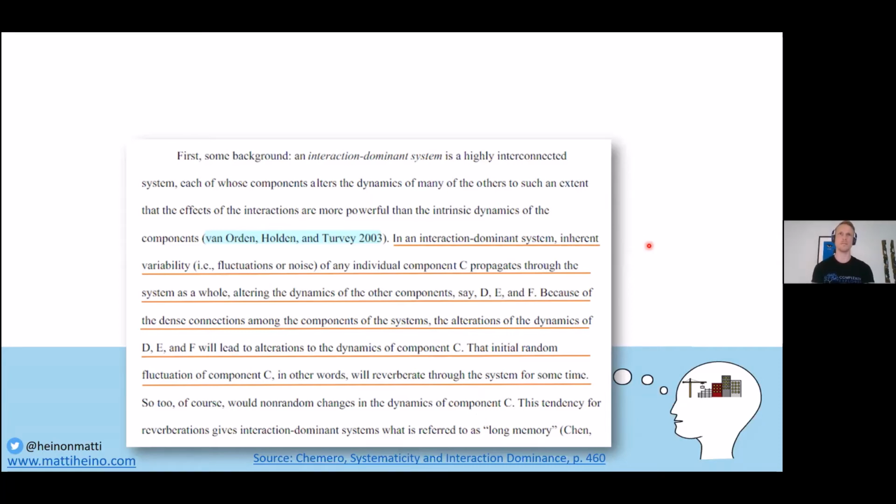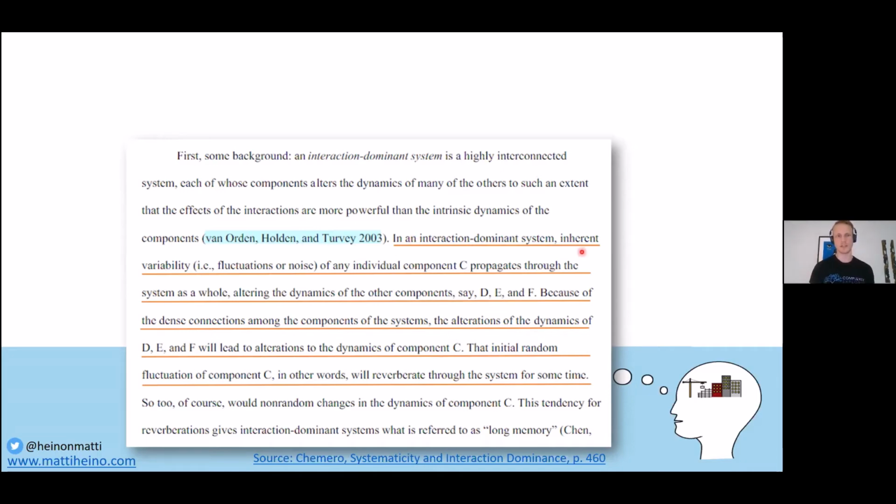So there are some resources in our Slack channel in the learning materials where you can find more information about what this distinction is. But in an interaction dominant system, you have these component parts, and what's dominating the system is the interactions between those parts instead of the nature of those parts themselves. So I'll just read this out.